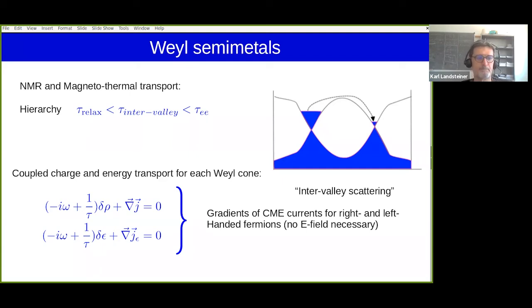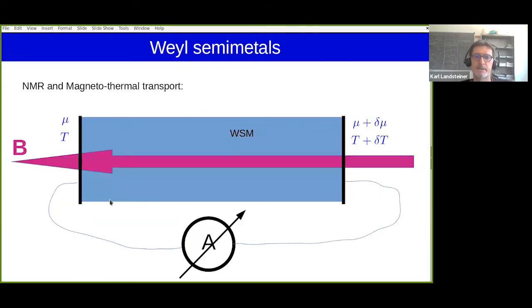Okay. And so you have to set up some transport equations and take this into account. So what you can do is, as I said, activate the anomaly by applying an electric field, or equivalently putting a potential difference across your Weyl semimetal, and putting this all in a magnetic field. But you can also manipulate the temperature. So you can heat up one end of the Weyl semimetal and then look at how much current you get through this material.